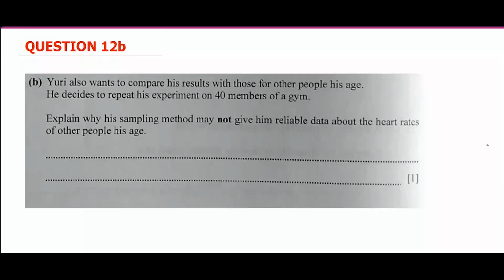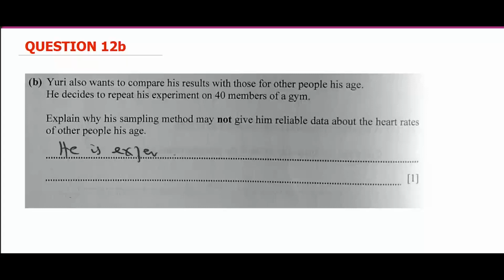Yuri also wants to compare his results with those for other people his age. He decides to repeat his experiment on 40 members of a gym. Explain why his sampling method may not give him reliable data about the heart rate of other people his age. So here, one of the reasons could be experimenting with too many people. Okay, so he may get tired easily and the counting will not be okay.